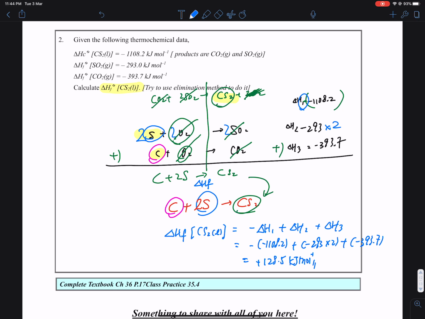All right, so that's all for the last method, called the elimination method, that we can use for calculating the enthalpy change. And the elimination method is the most reliable of all those methods. So try your best to make use of it in the calculation.